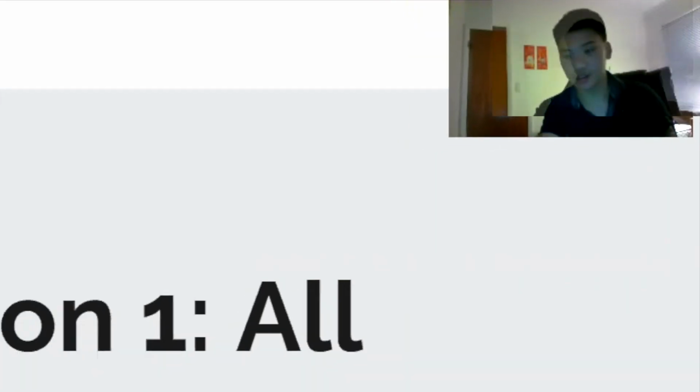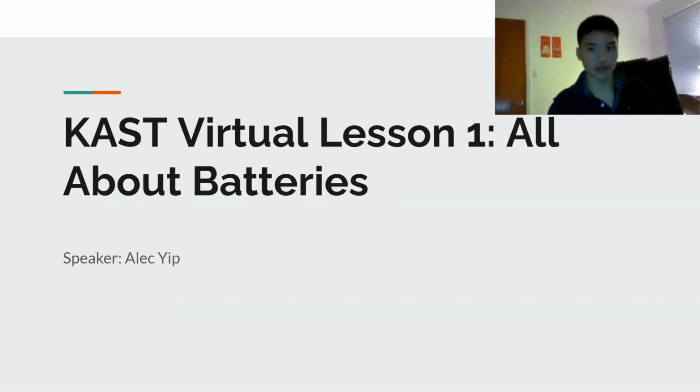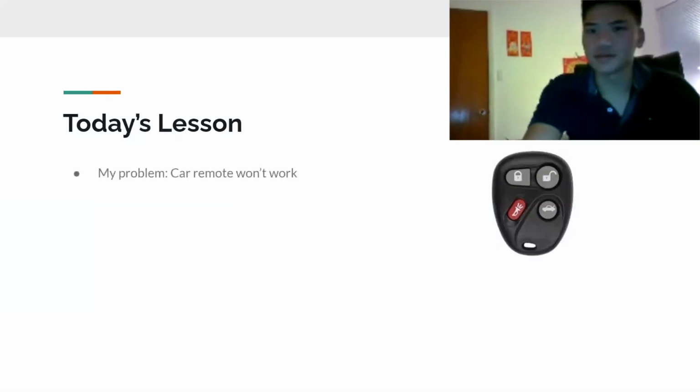Everybody, my name is Alec Gipp, and today is our first Kids Are Scientists Do virtual lesson, or KAST, and today we're going to be talking about batteries. So, every KAST lesson revolves around an experiment or two, and so today this lesson revolves around my car remote. But what's the problem? My car remote won't work.